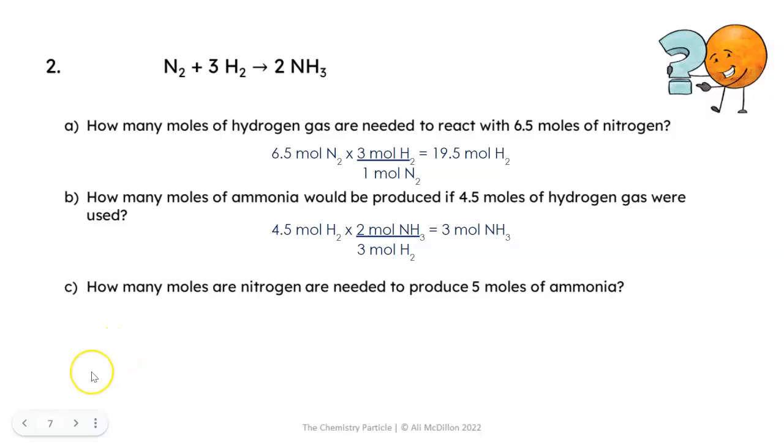Okay, and then finally, how many moles of nitrogen are needed to produce 5 moles of ammonia? Same thing, start with what we know. We have 5 moles of NH3. We're going to use that mole ratio. There's 1 mole of nitrogen for every 2 moles of NH3. The 2 will go in the bottom because we're eliminating the NH3. Okay, remember the number and the unit always stay together. So the 2 will always be with the NH3. The 1 will always be with N2 and 3 with H2. Okay, so 5 times 1 is 5, divided by 2 is 2.5.